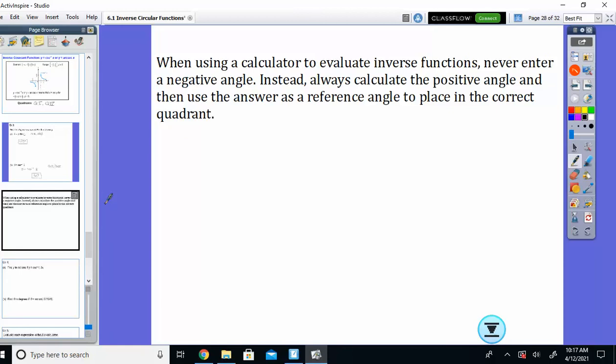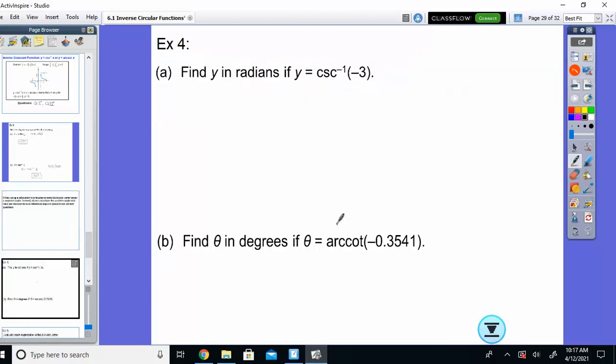So instead of remembering all of that, what I want you to do is when you're putting in the calculator, always just type in a positive and then we will place it in the quadrant we need to. So for example, find y in radians if y equals cosecant inverse of negative 3. First of all, I did say in radians, so make sure your calculator is in radian mode.